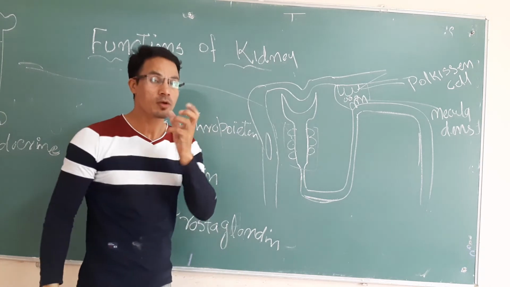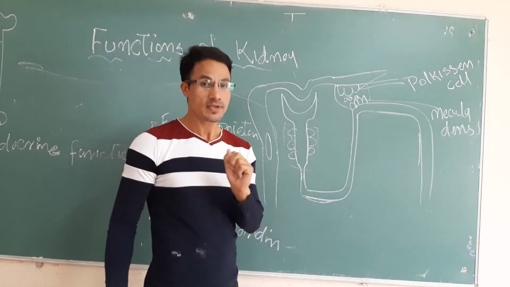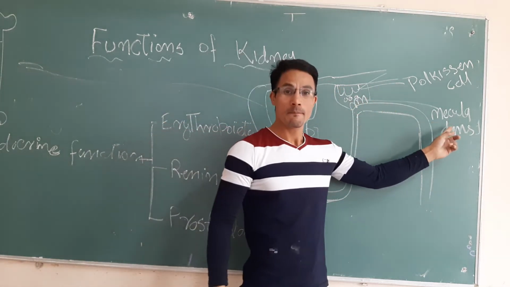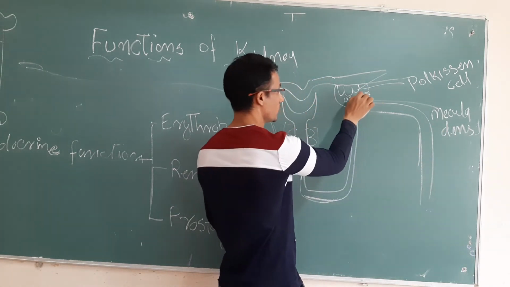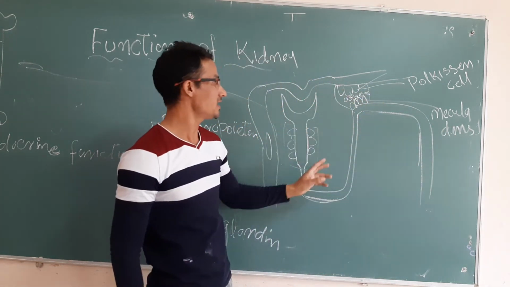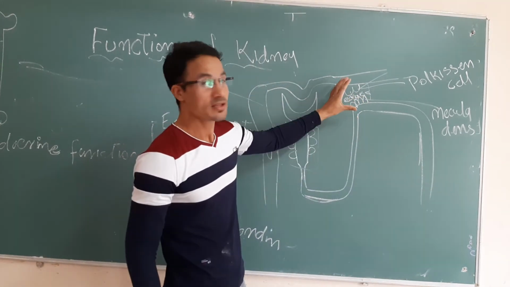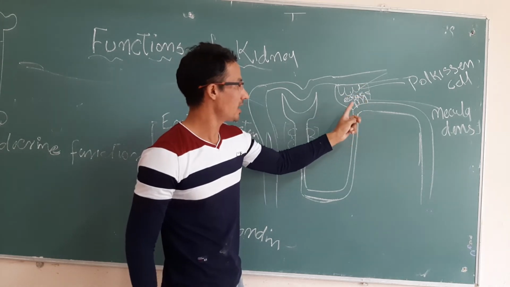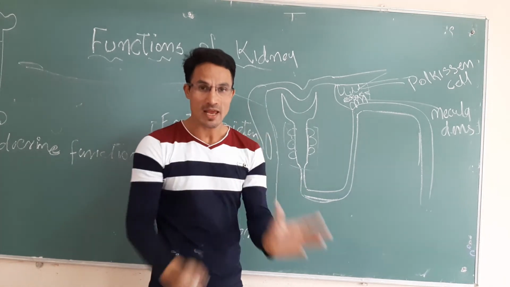How is the juxtaglomerular apparatus made? It is made up of two types of cells. First is the granular (Purkinje) cells, and second is the macula densa. In between there is connective tissue which helps to connect the cells and form this apparatus. They are connected by the connective tissue to form a special apparatus.